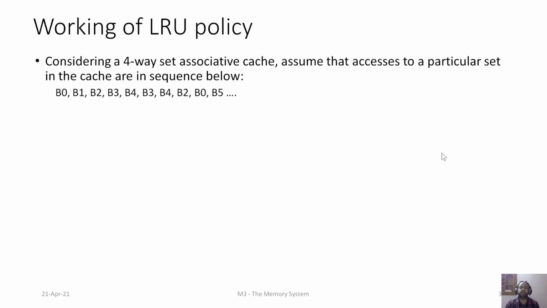Now consider a four-way set associative cache. It means that each set has four blocks mapped to it, right? And consider the sequence of accesses B0, B1, B2, B3, B4, etc., all to the same set. In this entire discussion, we are going to look at only one particular set of the cache, and whatever in general happens in this set can be extended to the other sets as well.